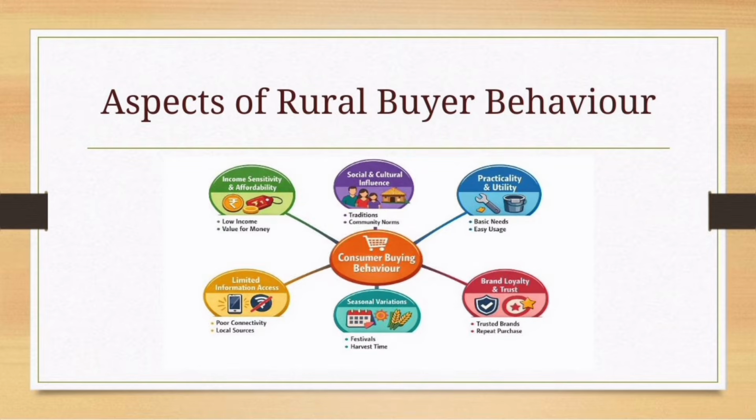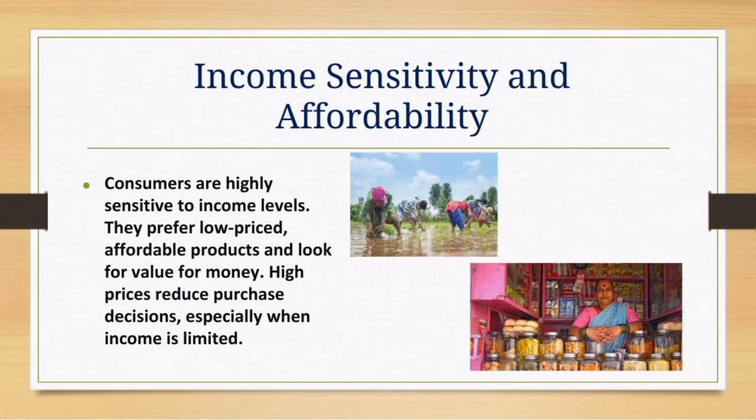The first aspect is income sensitivity and affordability. Rural consumers mostly depend on agriculture, so their income is low compared to urban consumers. Because of this, price plays an important role in their buying decision. They usually buy products that are affordable.